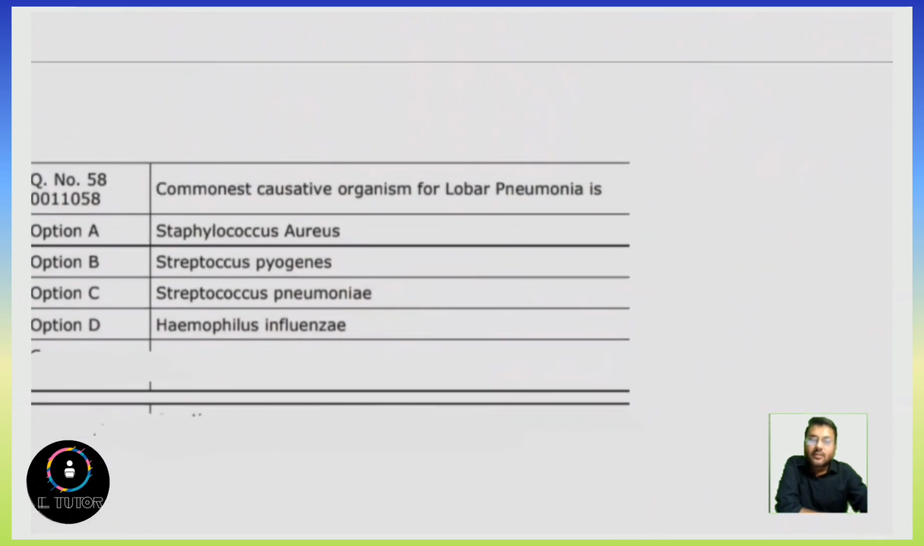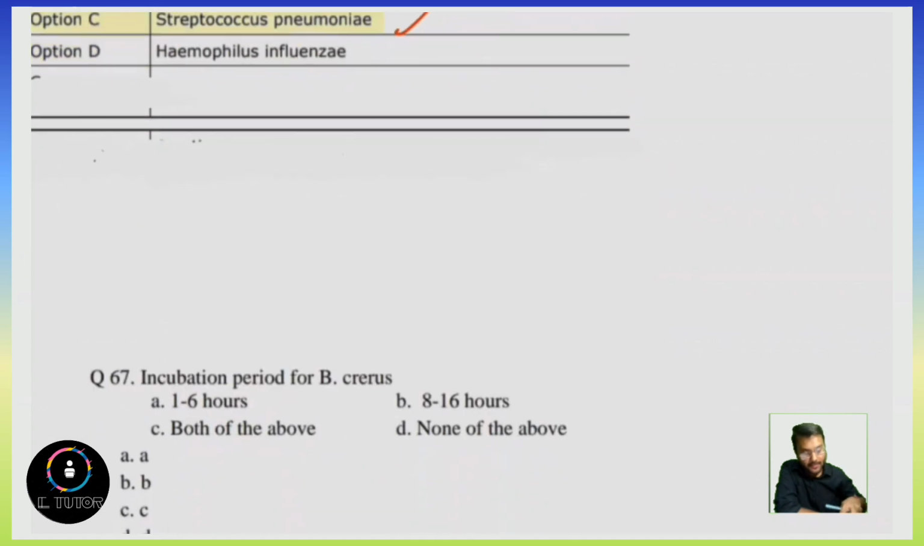So the commonest causative organism for lobar pneumonia. So they are specifically asking for lobar pneumonia. So the answer for lobar pneumonia will always be Streptococcus pneumoniae. So the answer will be option number C. Streptococcus pneumoniae always leads to lobar pneumonia. So this is a very direct question.